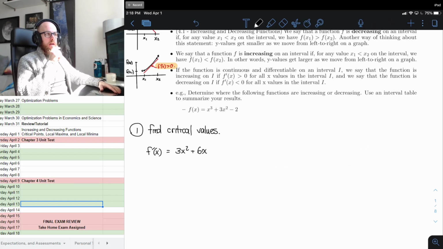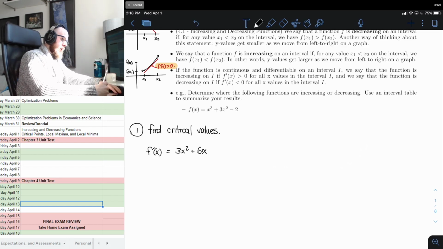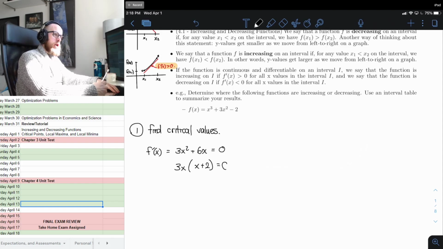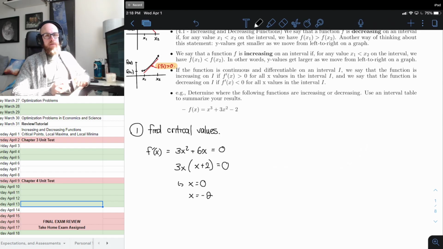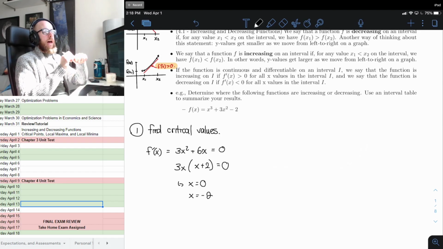Okay. And so to find the critical values, I set my derivative equal to 0, and then I solve. All right, so what I can do here is factor out a 3x. So 3x, and I'm left with x plus 2 equals 0. And this gives me two critical values. X is either equal to 0 or x is equal to -2. Okay, so I have successfully found my critical values.